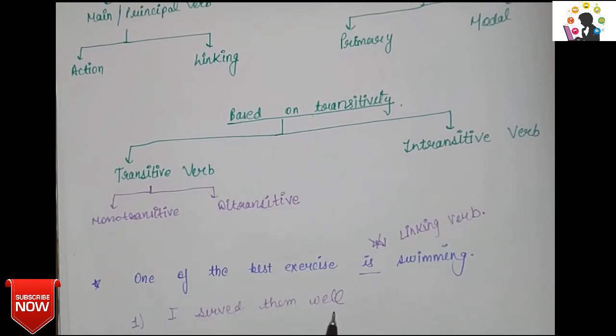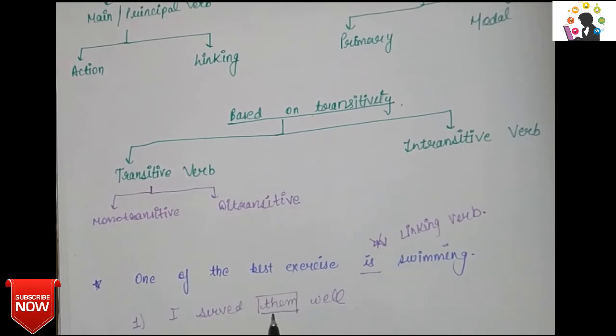Okay, for example, in this sentence, I served them well. If I ask what I served them, no answer comes, for example food, no. If I ask I served them well, to whom, so the answer comes, them. So we identify this is an object, and this contains only one object, so we can say that it is monotransitive.